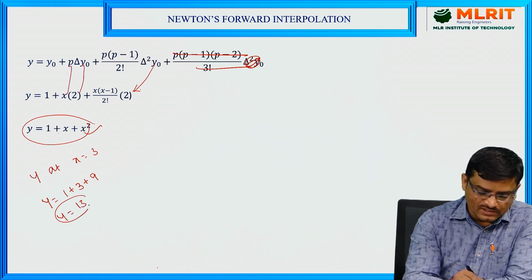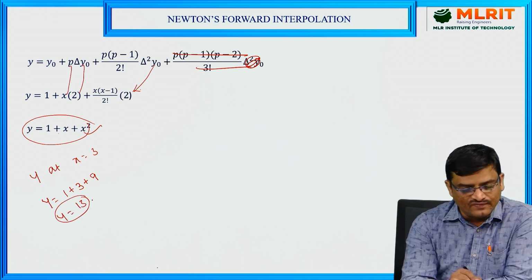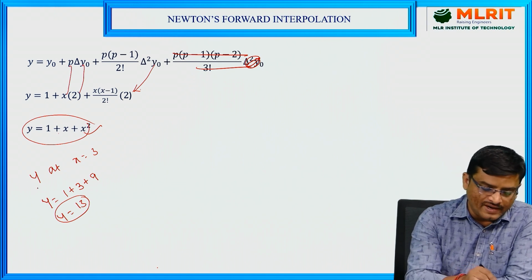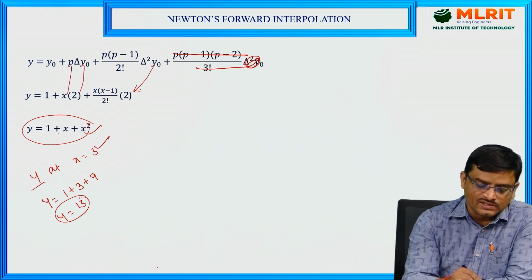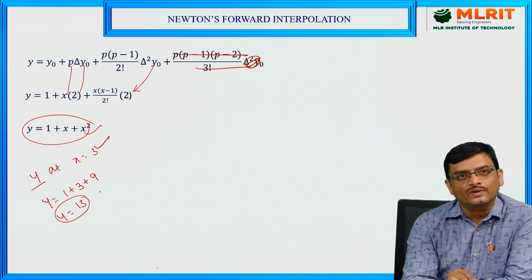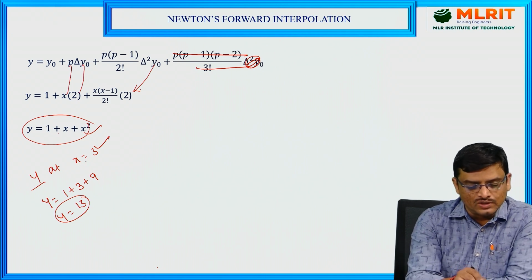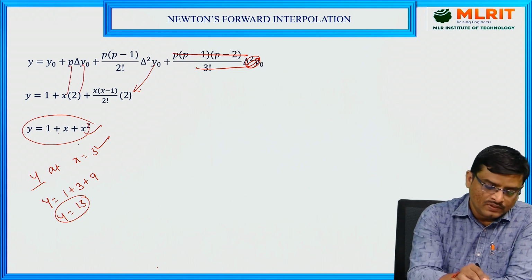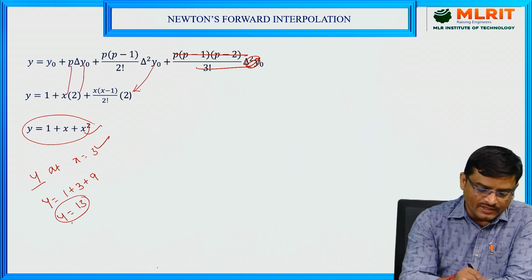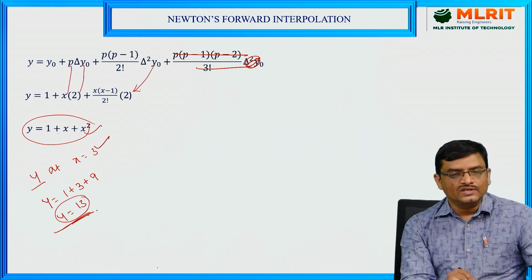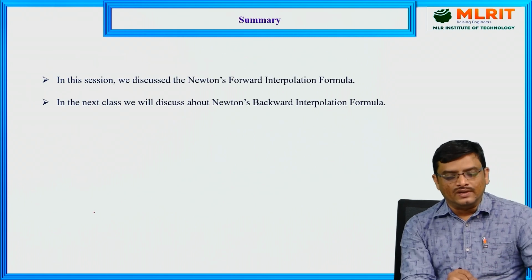So like this also they will ask in the examinations. After finding the polynomial, by using that polynomial, find the value of y at x is equal to some value mentioned in the problem. Then after finding the polynomial, you substitute that x value given in the problem in that polynomial, and you will get our required y value. So this is the way we can find this polynomial.